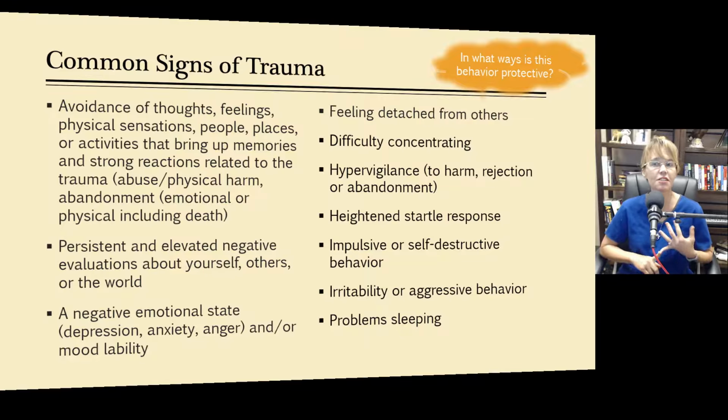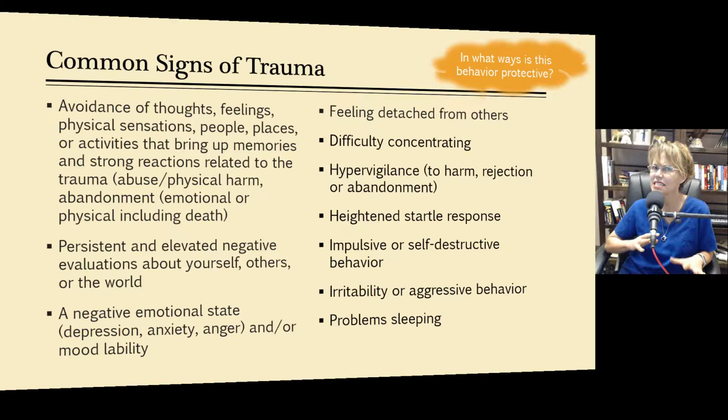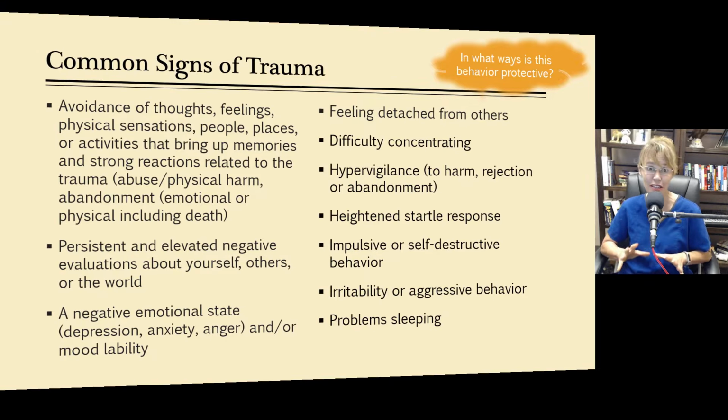Common signs of trauma: avoidance of thoughts, feelings, physical sensations, people, places, or activities that bring up memories related to the trauma. Now, sometimes people don't have overt memories. They may have bodily sensations, things that happened when you were very young. You may not have overt memories of what happened, but when something happens, you start feeling very anxious, very angry, very irritable. And that can be a sign that your brain's trying to tell you something. It's trying to tell you, we've been in a situation like this before and it was no good. So you need to be alert because there might be a threat.